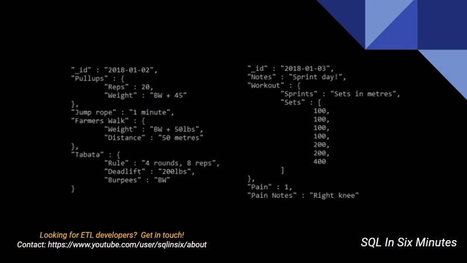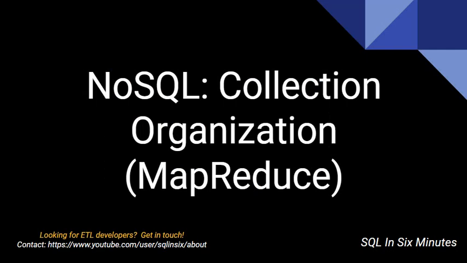Okay, so why would these be in the same collection? The reason this is a precursor to MapReduce is because MapReduce is going to help us break things down, right? But in order to break things down, we have to have things together before we do that. So why would these be in the same collection? Because they're exercises, right? Because they're related to each other in that way.